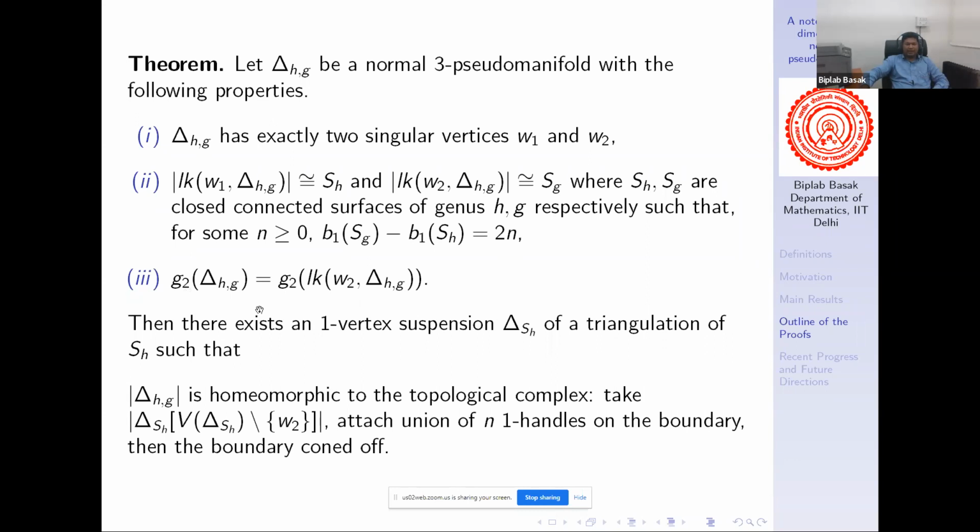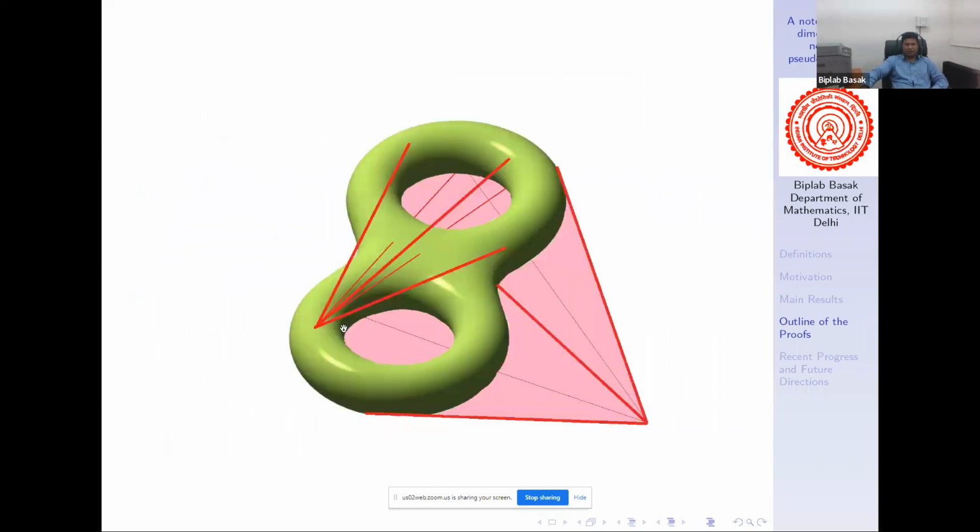Then delta is obtained from one vertex suspension of this by vertex folding. That is n number of vertex folding. Okay, so that was our main result. And as I told you, I will skip the proof. That is the main idea actually.